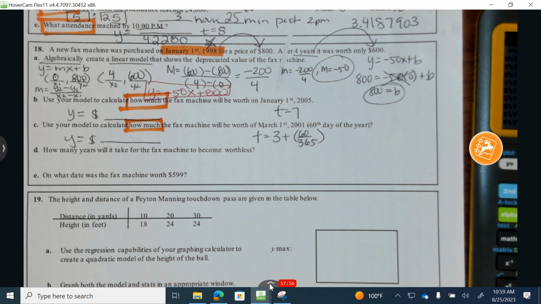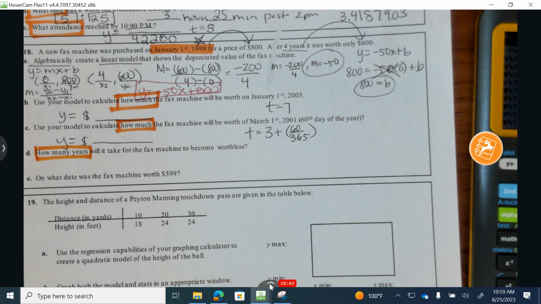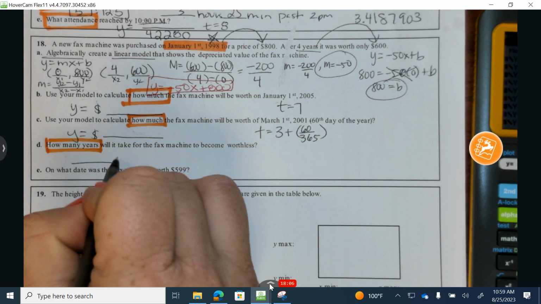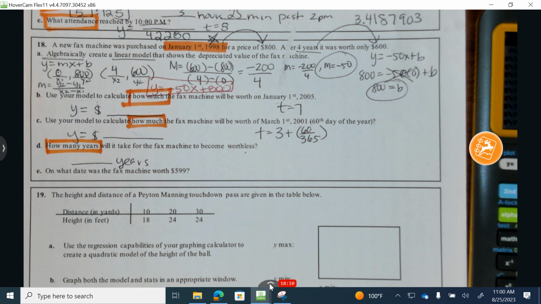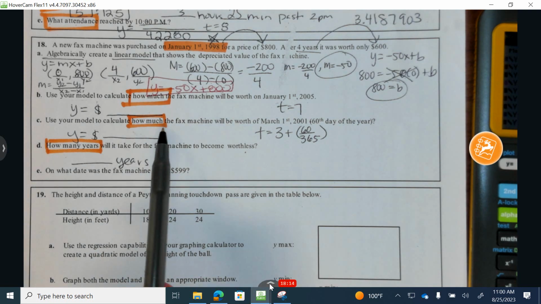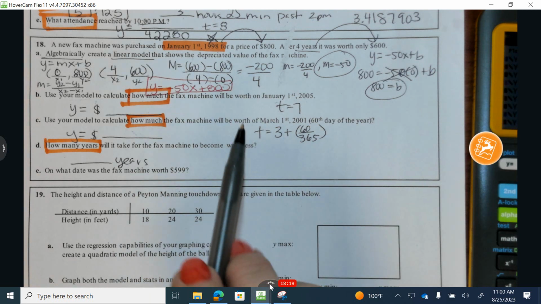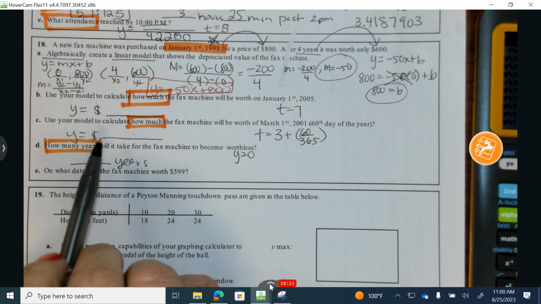All right, let's go on to the next one, please. How many years? So my answer is not going to be monetary in value. It's going to be how many years will it take to be worthless? If something is worthless, it has no value. So in this problem, X is time in years and Y is the value. So when Y equals 0, what is our X?